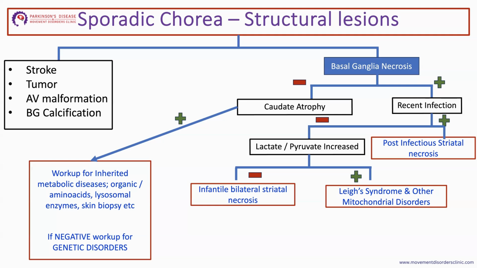If there is no necrosis, but only caudate atrophy is prominently noticed, then you will work up for inherited metabolic diseases: organic amino acids, lysosomal enzymes, skin biopsies, and then genetic workup as required based upon each one of those cases.